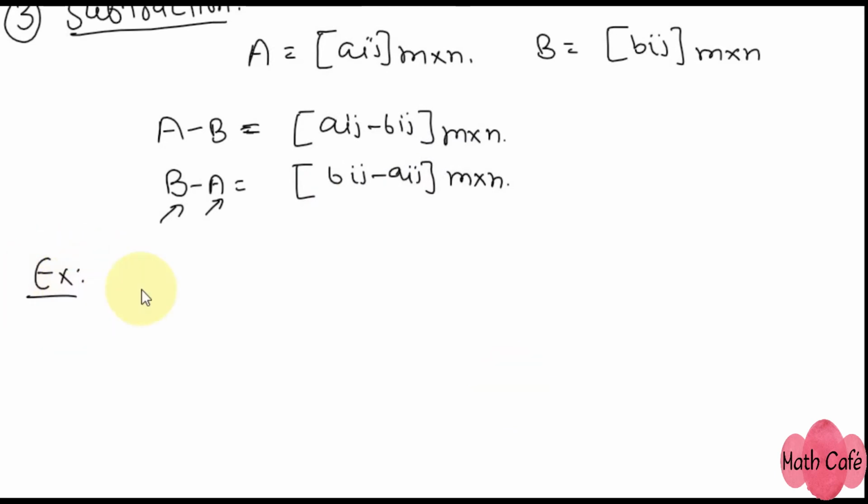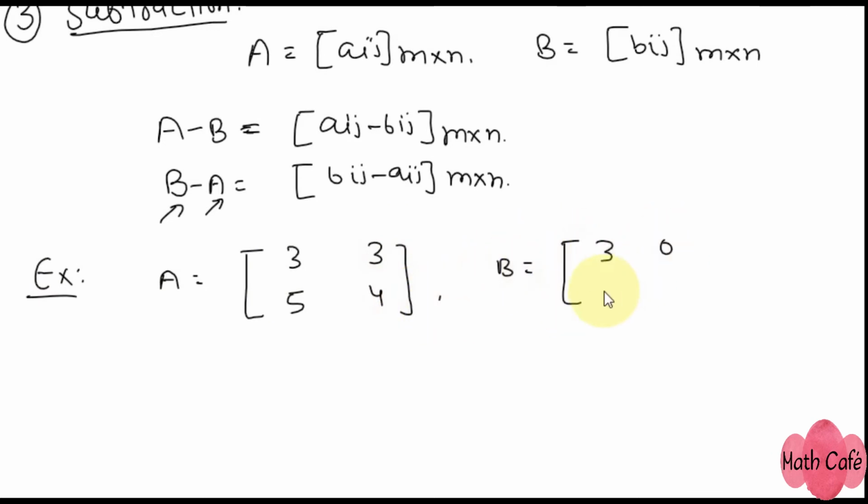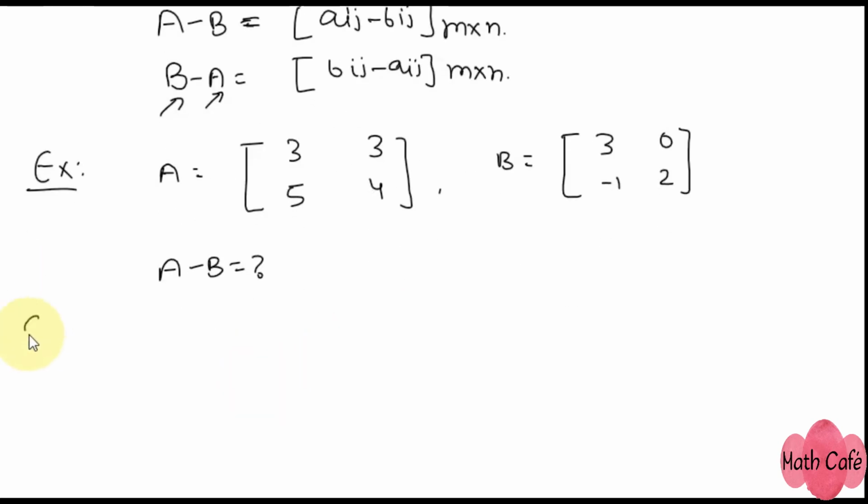All right, so let's take an example here. If a matrix A is represented by 2 3 5 4, and another matrix B is represented by 3 0 minus 1 2, and we need to find A minus B. So how will we get A minus B? We are going to subtract matrix B from matrix A. So I am going to write A minus B.